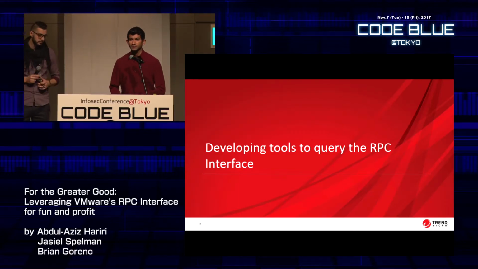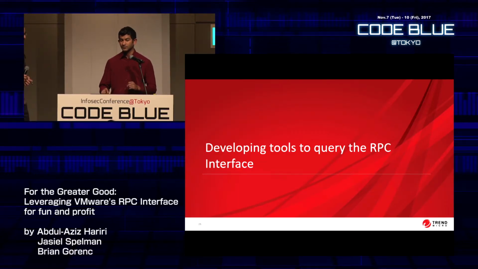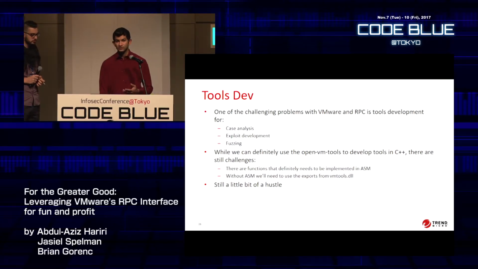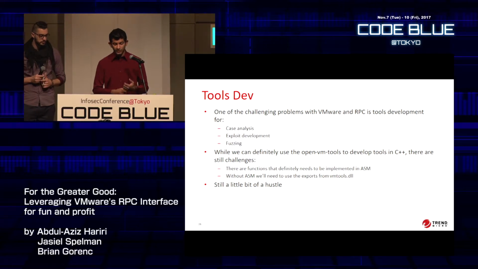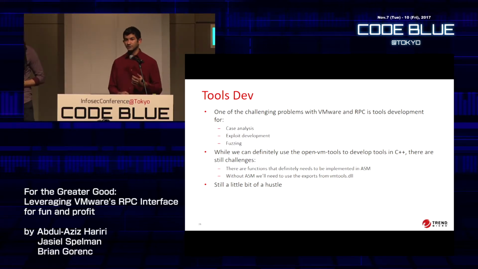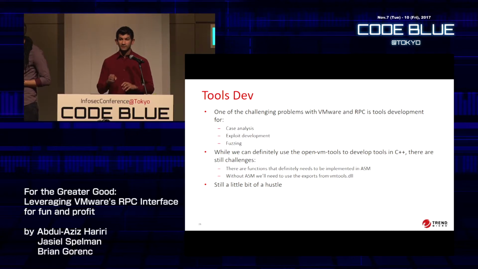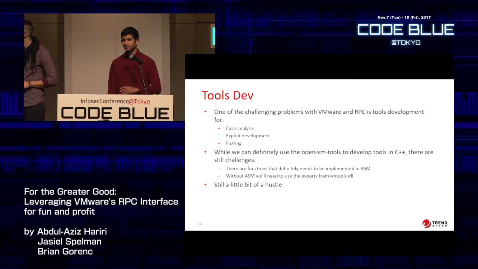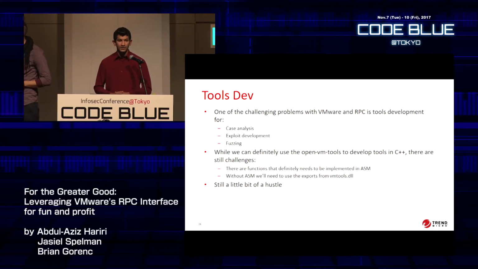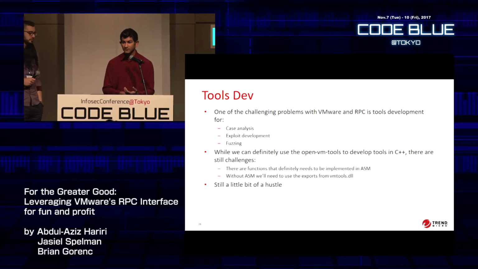So now I'm going to talk about developing tools to query and poke around the RPC interface. One of the issues with VMware and RPC in general is tool development, because when you're doing case analysis, fuzzing, or exploit development, you need to be able to see inside the process and touch very specific parts of code, and there isn't really much to make things easier for you. Open VM tools, which was mentioned by Brian, has been released, and VMware does update it frequently.